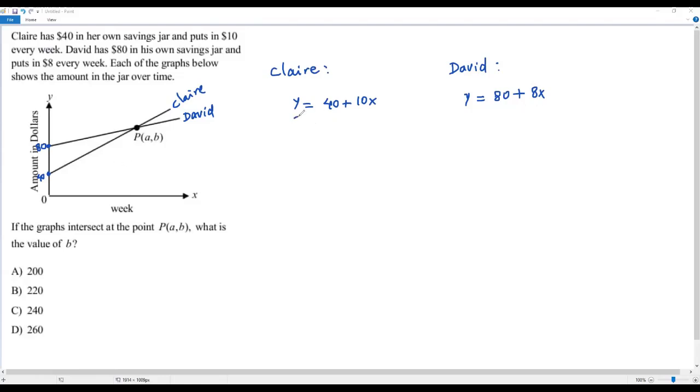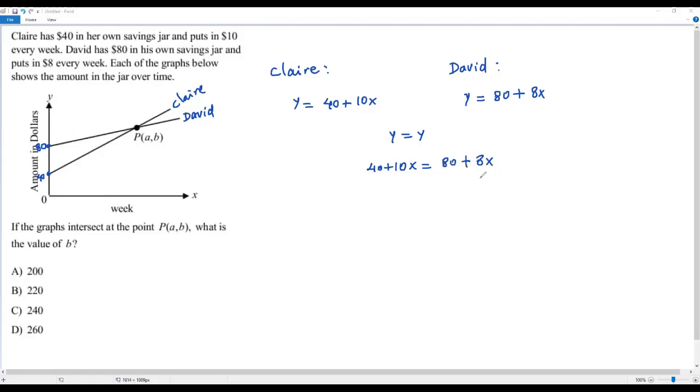So here we have a system of two linear equations, and we have to solve the system and find the value of y, that is the y-coordinate at the point of intersection, that is the value of b. To solve for the variable y in this system, let me set y equal to y. For the y on the left side, let me consider the expression in the first equation, that is 40 positive 10x, and for the y on the right side, let me consider the expression in the second equation, that is 80 positive 8x.